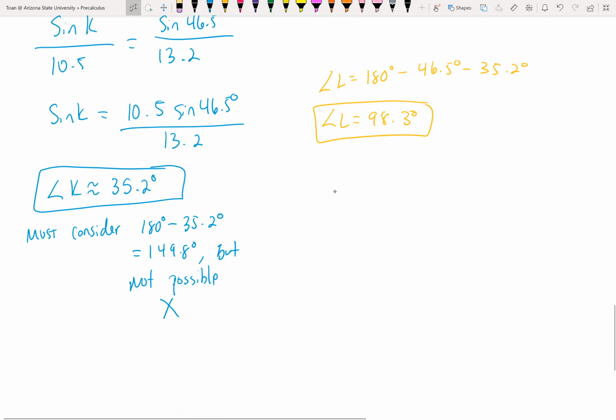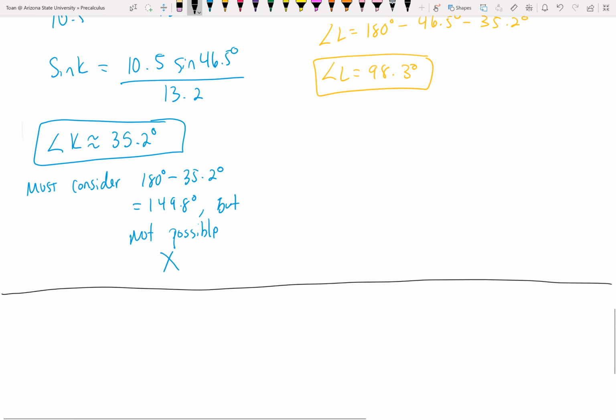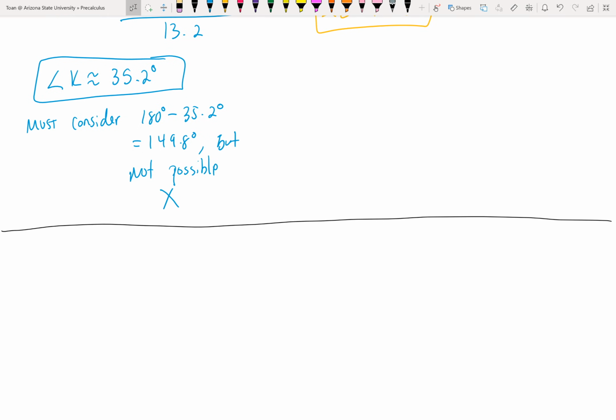So law of sines is doable. You can do law of sines with these problems. Just take a quick second, 5 seconds maybe, to consider the obtuse angle if possible. That's it. That's law of cosines in the 2 cases, side, side, side, and side, angle, side.